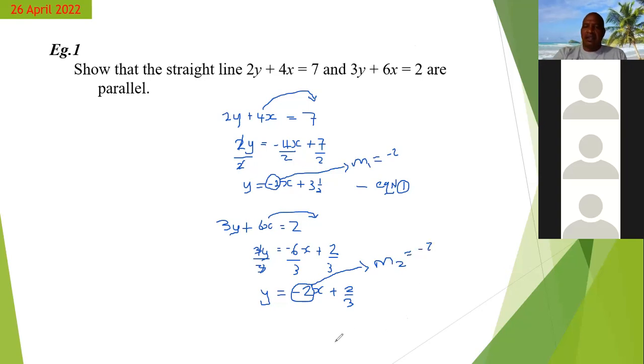All right. So here we can say now, since M1 is equal to M2, therefore, the lines are parallel.